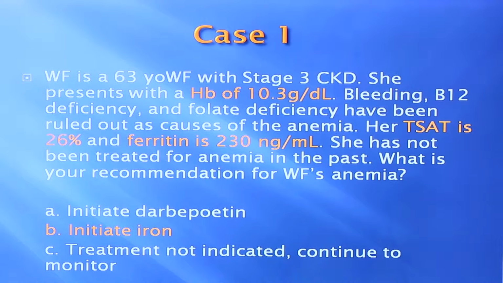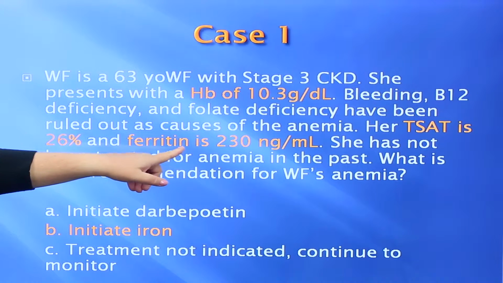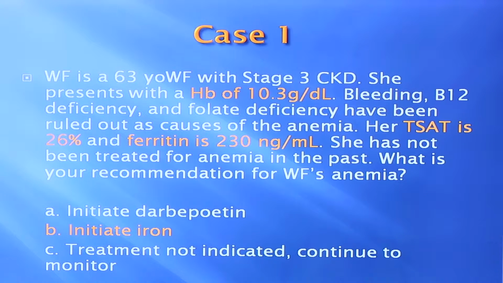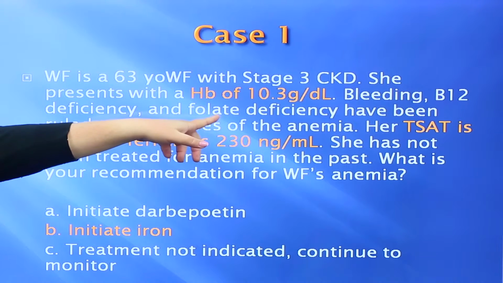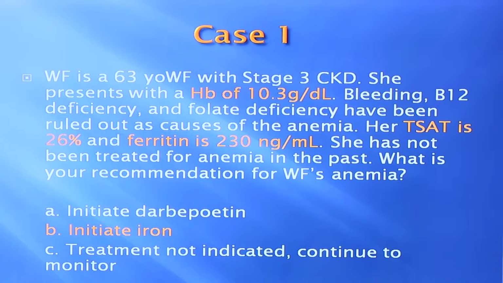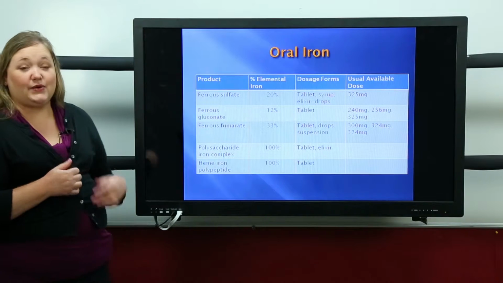But then thinking about our KDIGO iron recommendations, her TSAT is less than 30 and ferritin is less than 500. So she's a great patient to qualify for iron. So again, her iron levels meet that point, and also her hemoglobin. So she does have anemia because her hemoglobin is less than 12. So she would be a patient that would need iron. And so hopefully by giving her iron, we can get her hemoglobin up and potentially delay the need for ESA therapy.